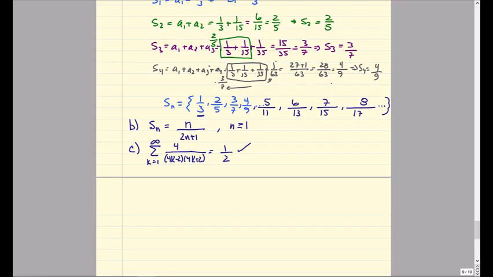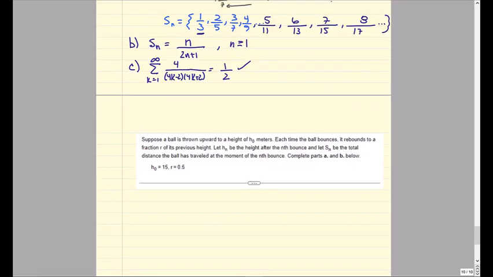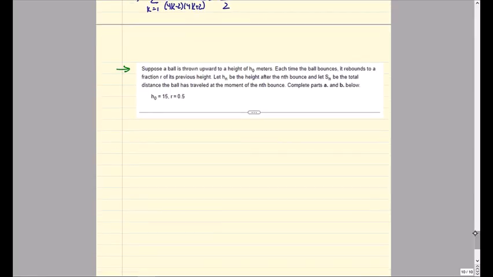So that was a pretty interesting one. Okay, last one we're going to do. I'd like to do a couple more, but the lecture's getting a little bit long, but these problems are fun. So let's go ahead and look at this last one.